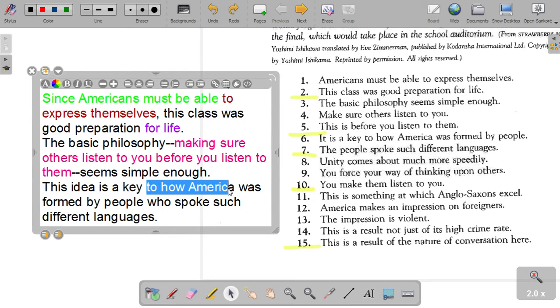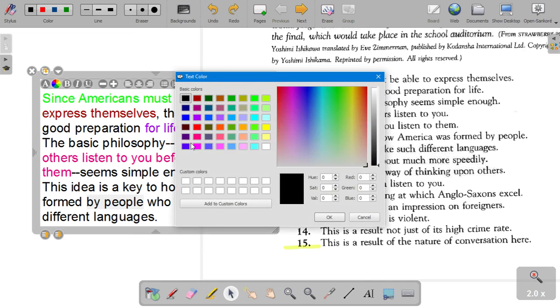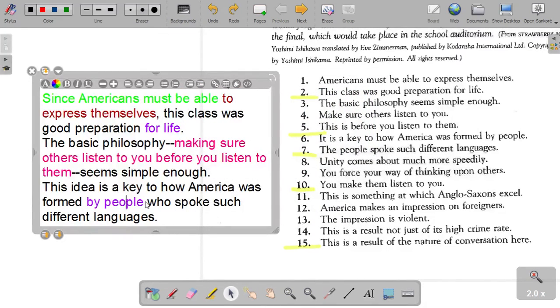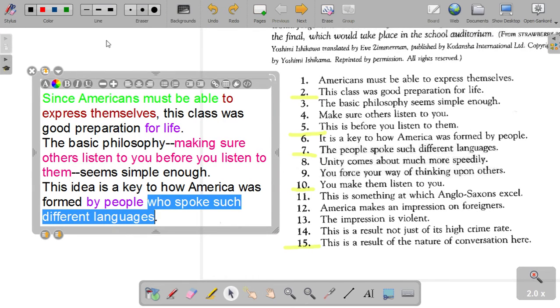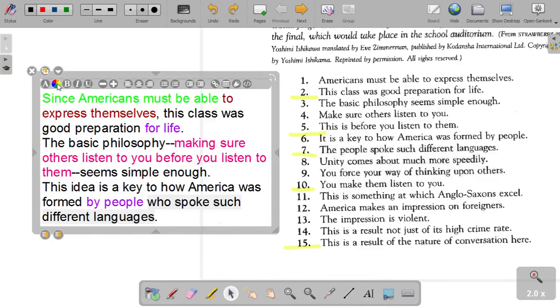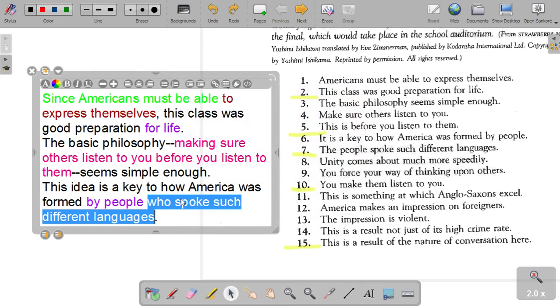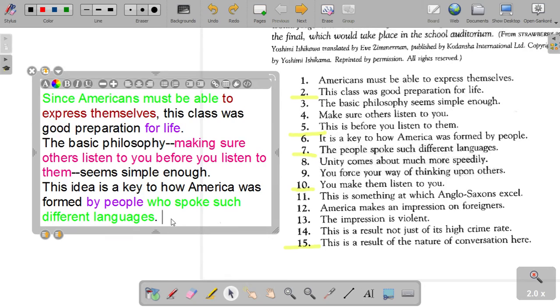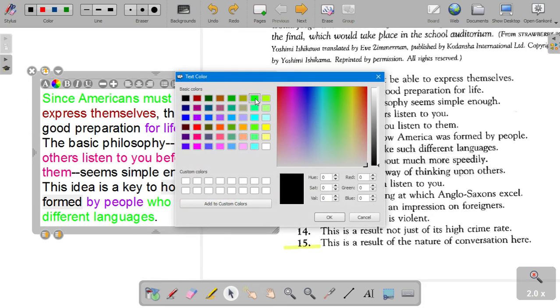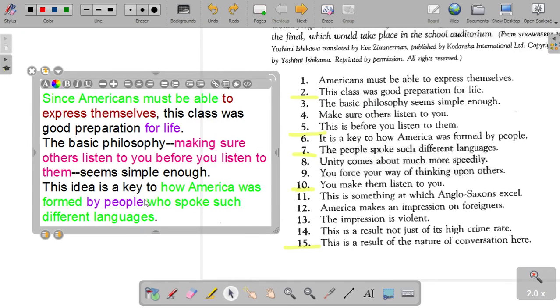So here we have a prepositional phrase, by people. And then we also have who spoke such different languages, which is functioning as what? Dependent clause. Good, good. And then this whole thing, to how America was formed, blah, blah, blah, is technically a prepositional phrase, but to how America was formed is also another dependent clause. It's a little bit confusing. So if you want to get real complicated, this is a prepositional phrase, the whole thing, all the way to the end of the sentence. But within this prepositional phrase, we have a dependent clause, and within that dependent clause, we have another dependent clause. So it can get kind of complicated, but yeah.